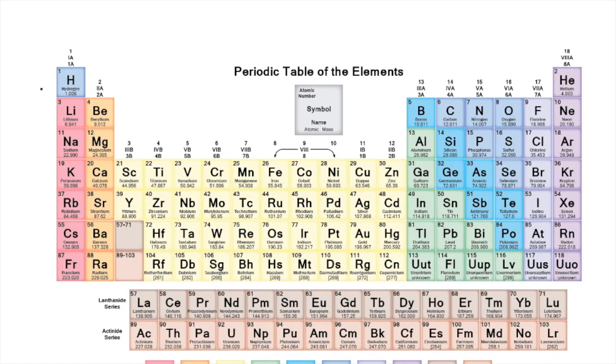In the first 3 periods of the periodic table, there are 8 groups of elements. As you go from left to right in the 8 groups, the number of valence electrons goes from 1 to 8, increasing each time.